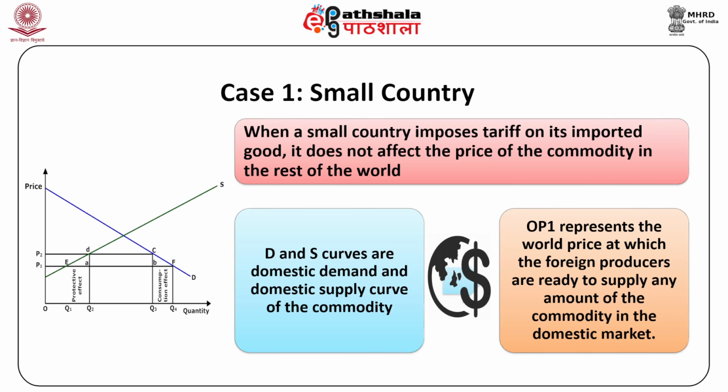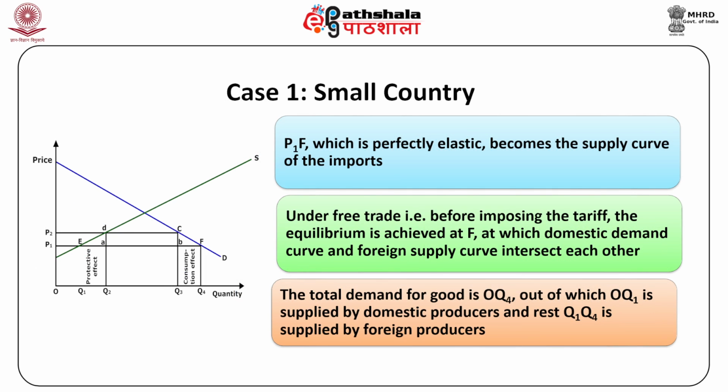D and S curves are the domestic demand and domestic supply curves of the commodity. OP1 represents the world price at which the foreign producers are ready to supply any amount of the commodity in the domestic market. Thus, P1F, which is perfectly elastic, becomes the supply curve of the imports. Under free trade, that is before imposing a tariff, the equilibrium is achieved at F, at which the domestic demand curve and foreign supply curve intersect each other. The total demand for the good is OQ4, out of which OQ1 is supplied by domestic producers and the rest, Q1Q4, is supplied by foreign producers.